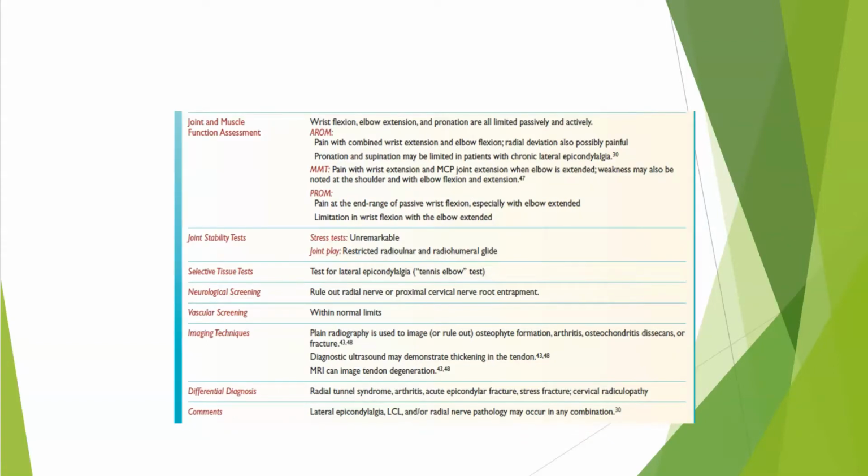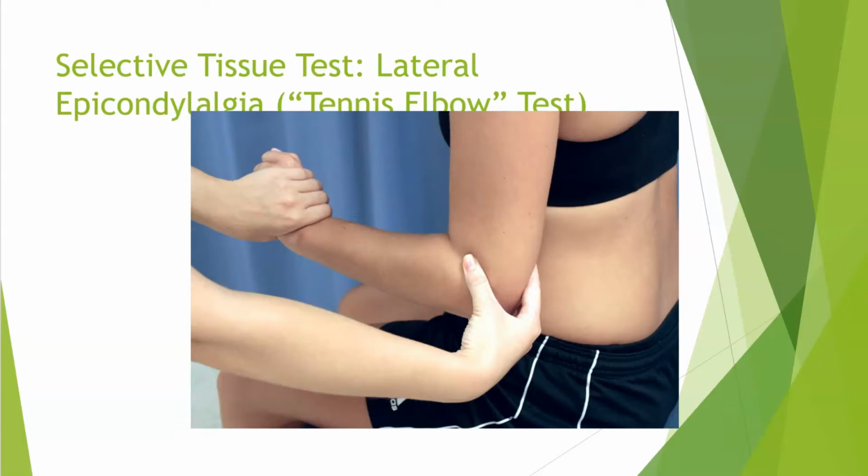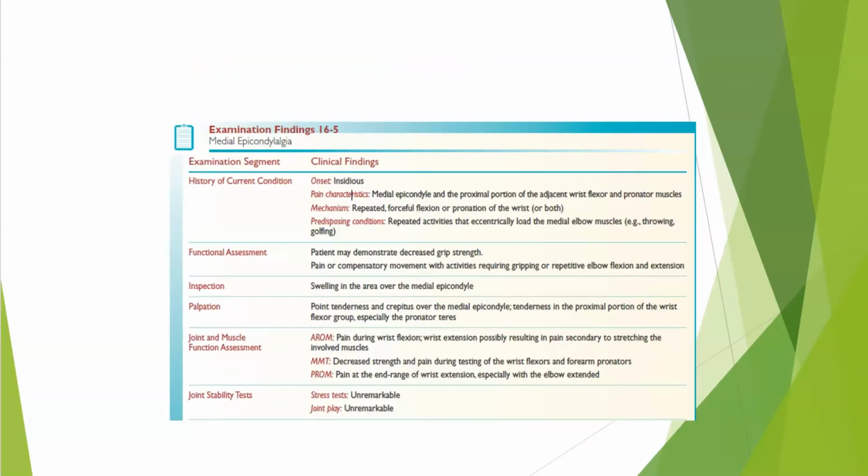And then this is looking for a tennis elbow, and just basically palpating. You can palpate both medial and lateral epicondyles, find out where the pain is, and you can have them flex and extend or pronate and supinate and find out where the pain is.